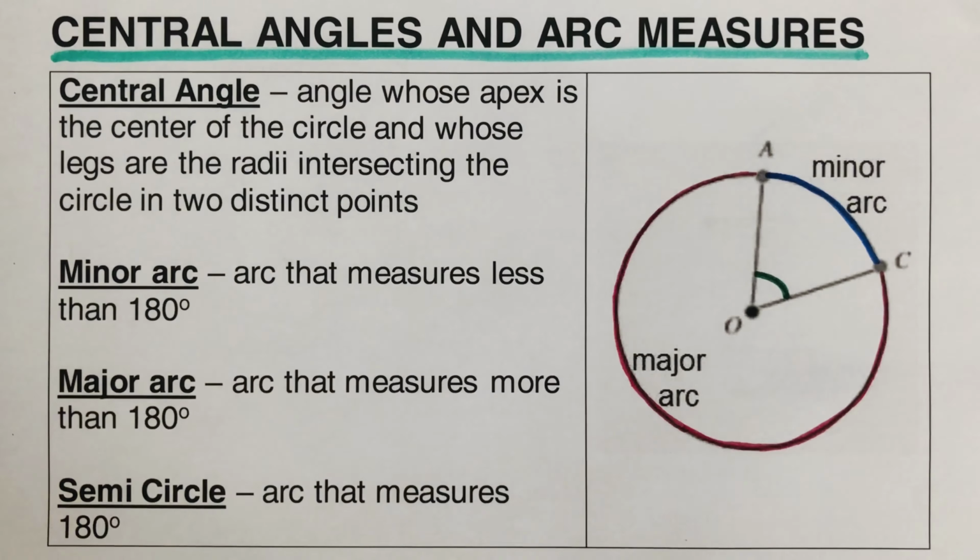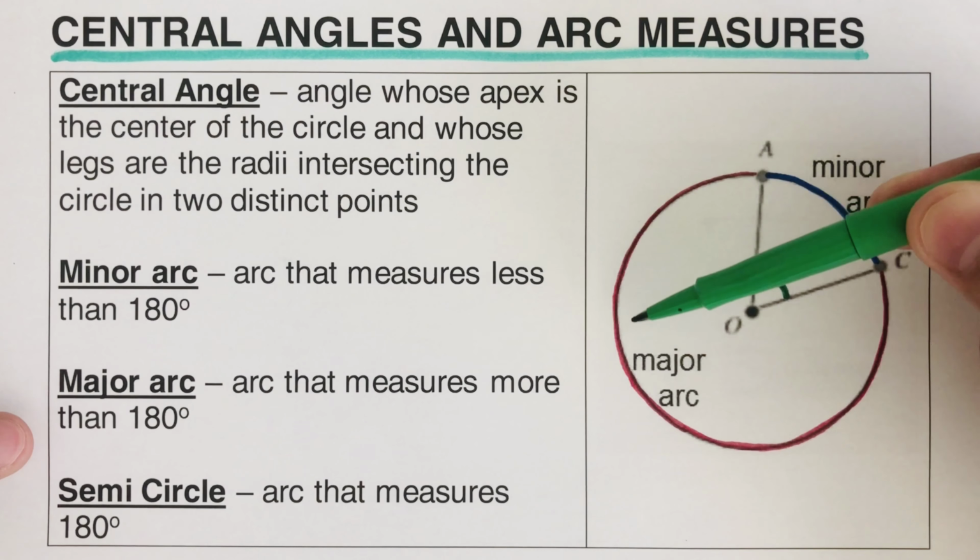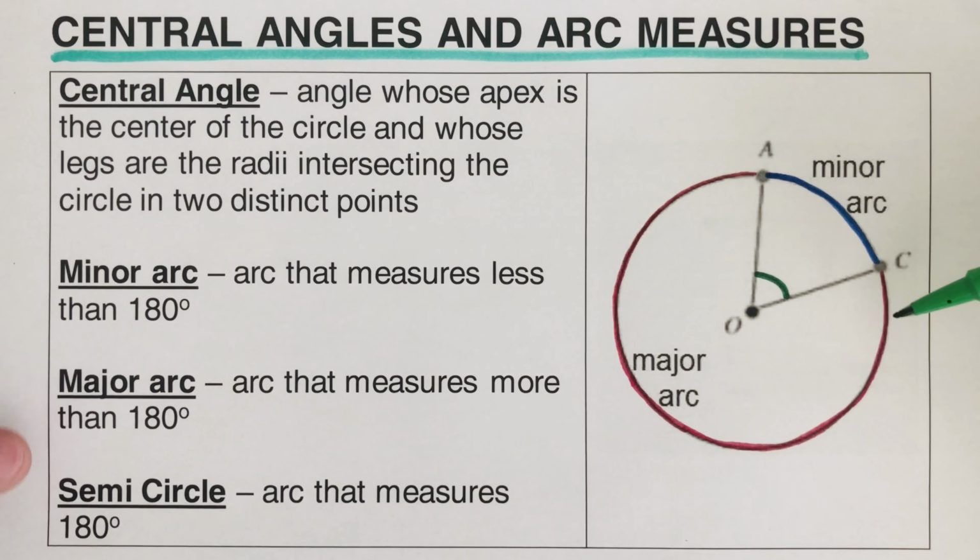Second, we have minor arc. So minor arc, the measure of the minor arc, this is colored blue. Minor arc is less than 180 degrees, and the major arc in red is more than 180 degrees. And if it's exactly 180 degrees, we are gonna label it as a semicircle.